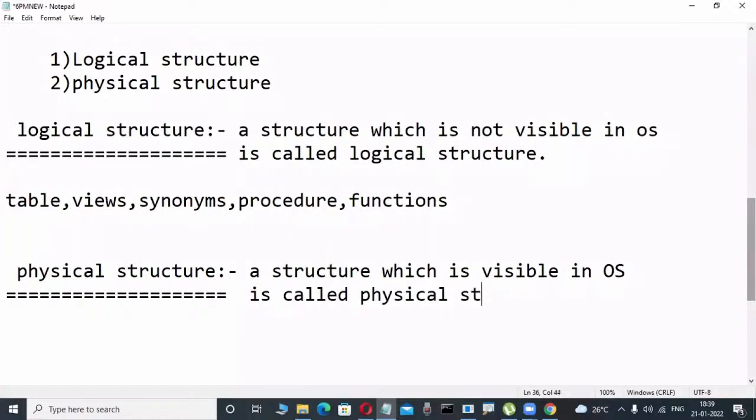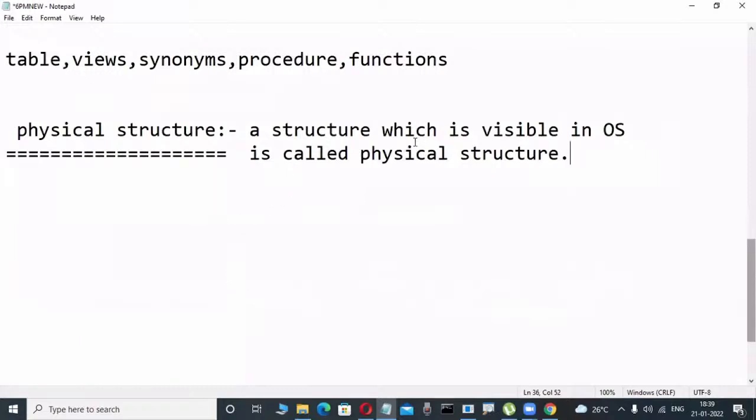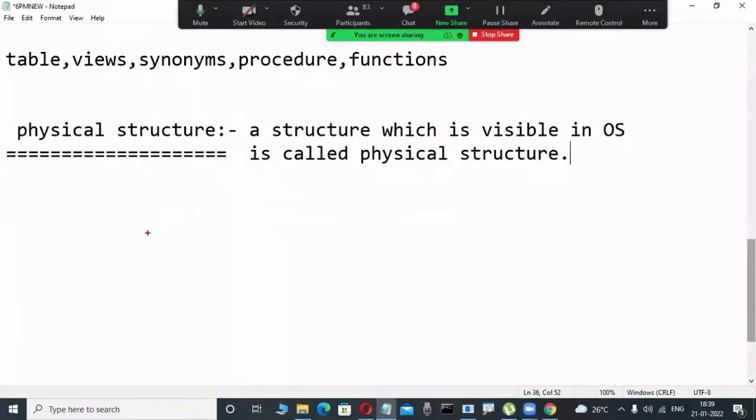Who are the persons working in this physical structure? It's a big concept. I'm telling the definition side only, because what a database is, I will tell you the correct definition today. A structure which is visible in the operating system is called a physical structure. Suppose I am installing software, some physical files are created in a disk. Suppose PowerPoint, MS Access, Word, anything we are loading, physical files are created.